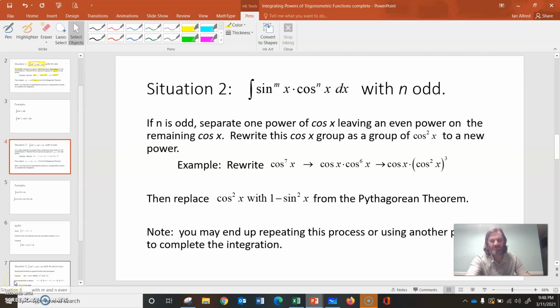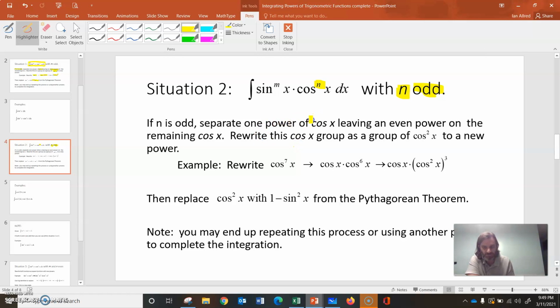Hey, we're still working with powers of trig functions and trying to integrate them. Here we're going to do our situation 2. We're still trying to integrate sine raised to the m power times cosine raised to the n power. And in this case we're saying n, or the cosine power, is odd. The theory here is exactly the same as situation 1, just switching the roles.